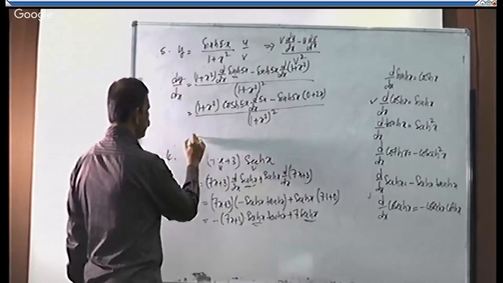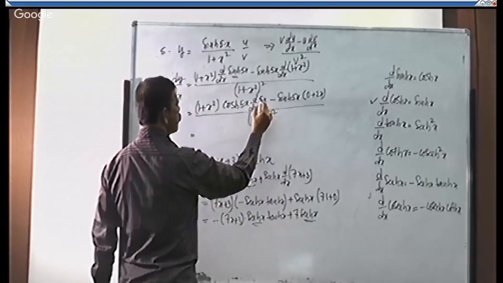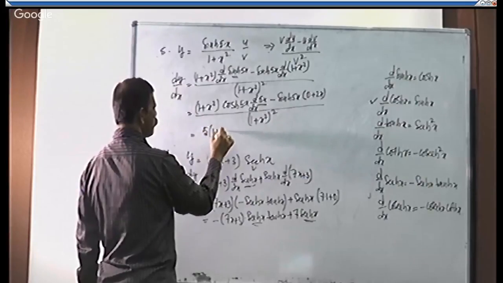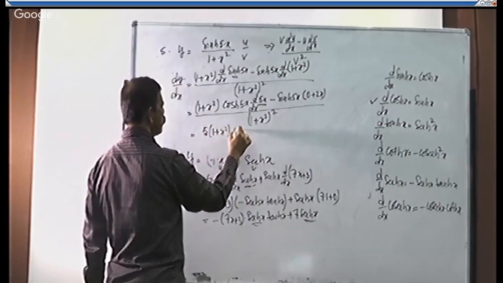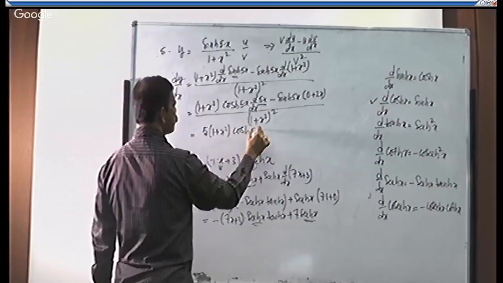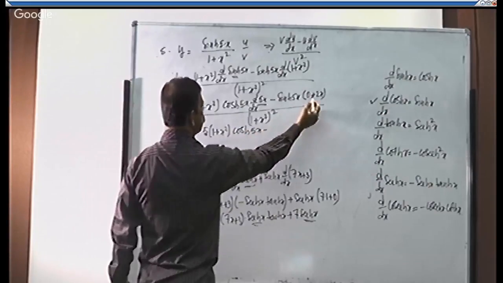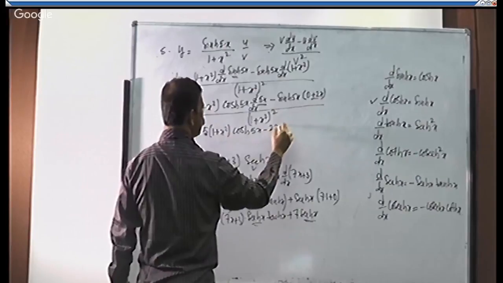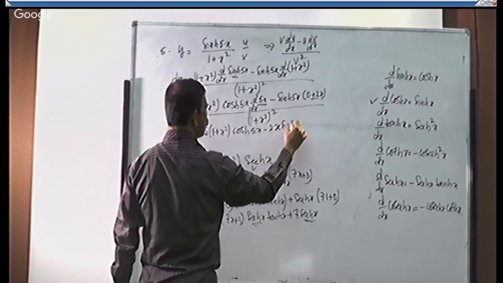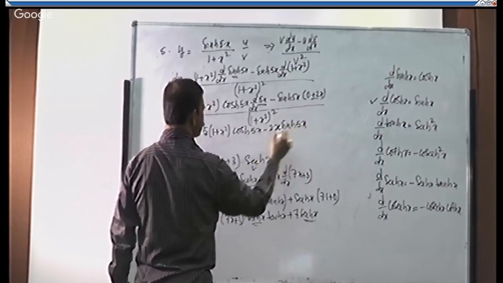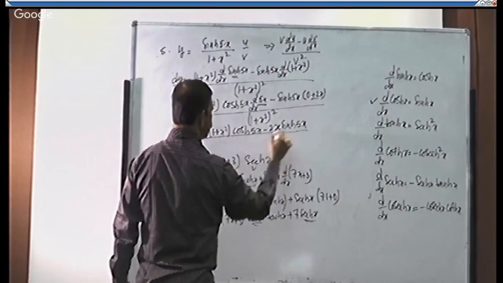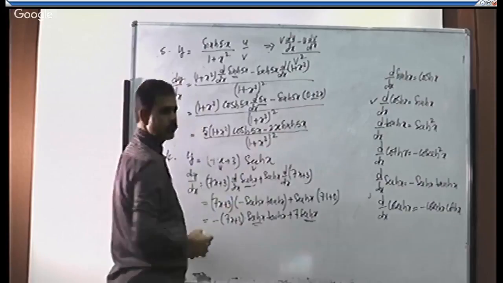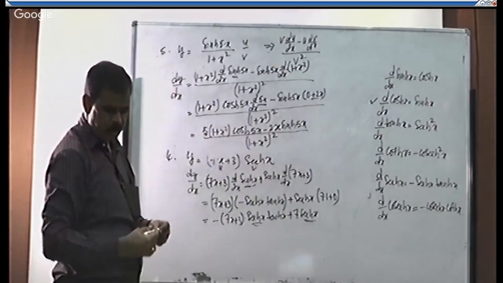Next step, what is differentiation of 5x? 5 into 1. I am taking here that 5. 5 into 1 plus x square into cos h 5x minus, 0 plus 2x is what? 2x. Just take it here. 2x into sin h 5x, whole divided by 1 plus x square whole square. This is the answer. Got it?